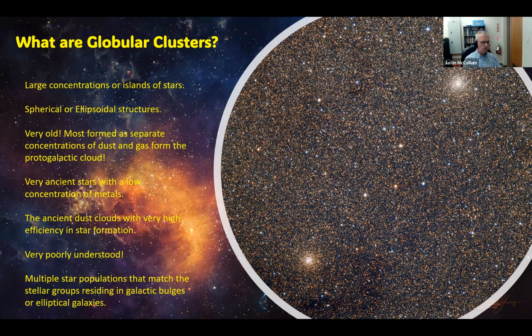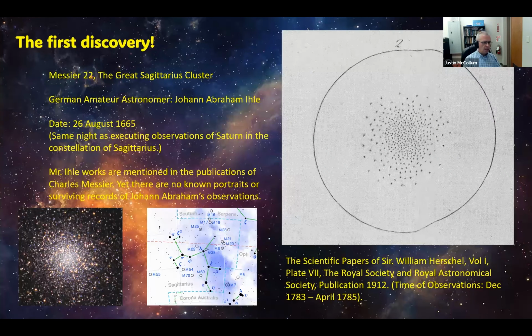Well, not in the spiral arms, but in the galactic bulge, in the core of galaxies. And also we find those types of stars that are prevalent around elliptical galaxies, the more redder, older stars. Now, the first globular cluster, anybody know when the first globular cluster was discovered?